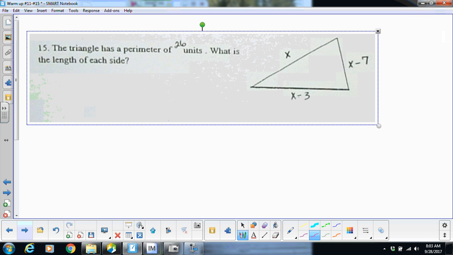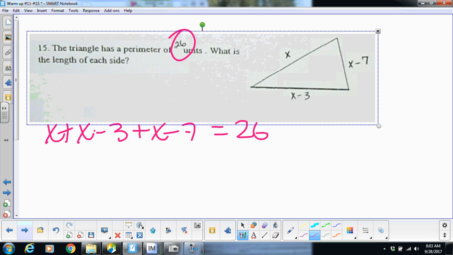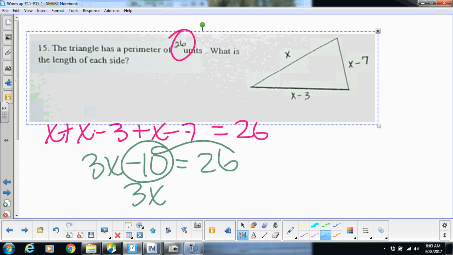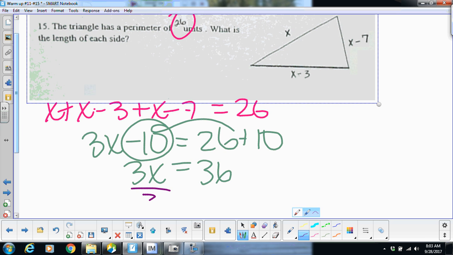Number 15 is our perimeter problem. Remember, perimeter means we add up all the sides. So we're going to say x, x minus 3, and x minus 7, and that's going to equal the perimeter they gave us in the problem. So that's 3x minus 10 is going to equal 26. Move your 10. That equals 36. And after you divide by 3, x is going to equal 12.